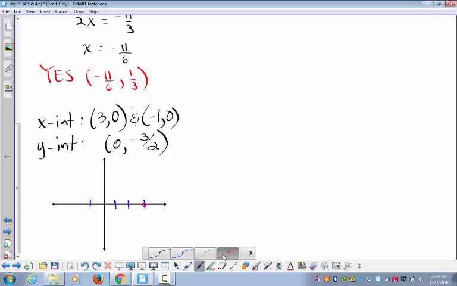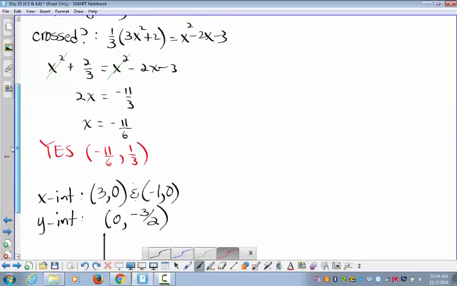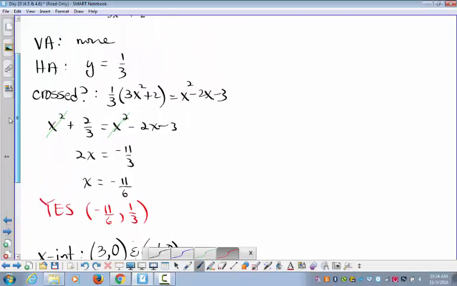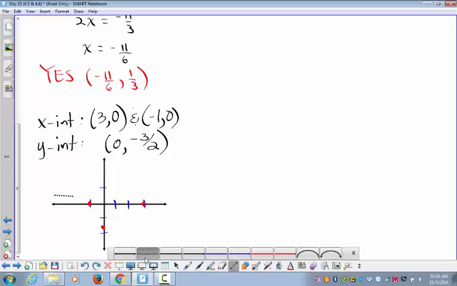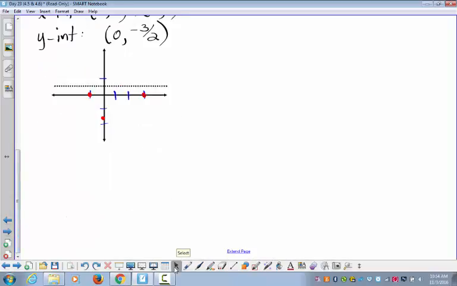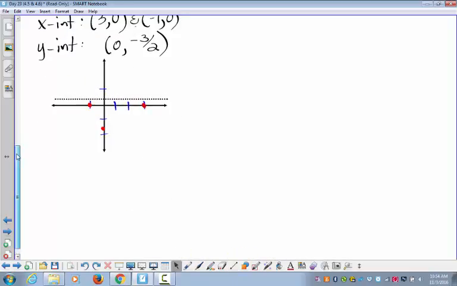Three comma 0, negative 1 comma 0, 0 comma negative 3/2. That's about right there. And then we had a horizontal asymptote. We had no verticals. We had a horizontal at 1/3, so y equals 1/3. So something like that. That looks more like a half, but you get it right there.